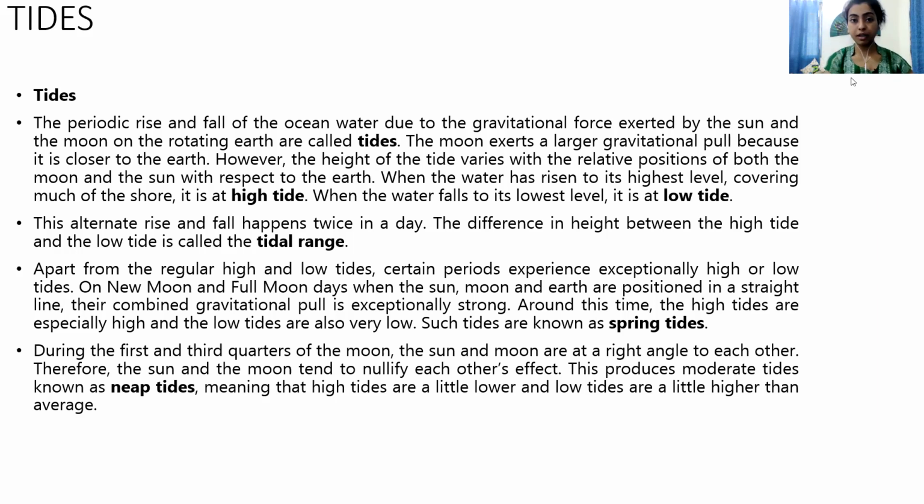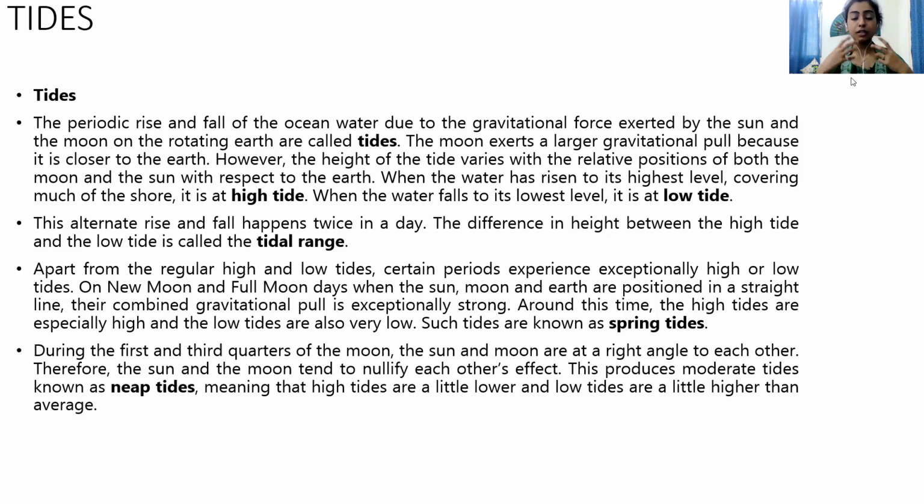Always remember, for spring tides to occur, the sun, moon and the earth have to be on a straight line, and because there is a combined gravitational pull of the moon and the sun, the high tides are exceptionally high, and the low tides are exceptionally low. Such tides are known as spring tides.